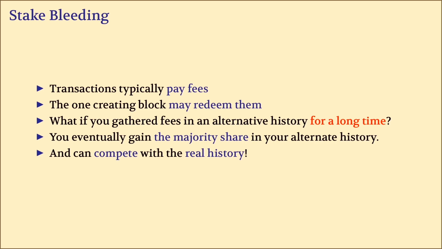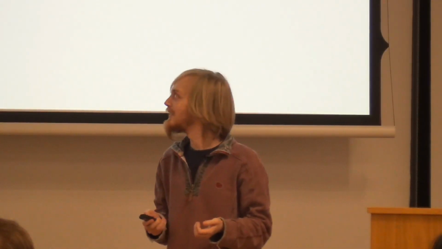Now, what this means in a proof-of-stake system is I can create an alternative history where I start harvesting everyone's fees over a very long time. And eventually, I'll have harvested so many fees that I have more money in my alternative history than people are actually using in the real history. And as a result, my alternative history can seem like it is more active and there's more going on in it than in the real history.